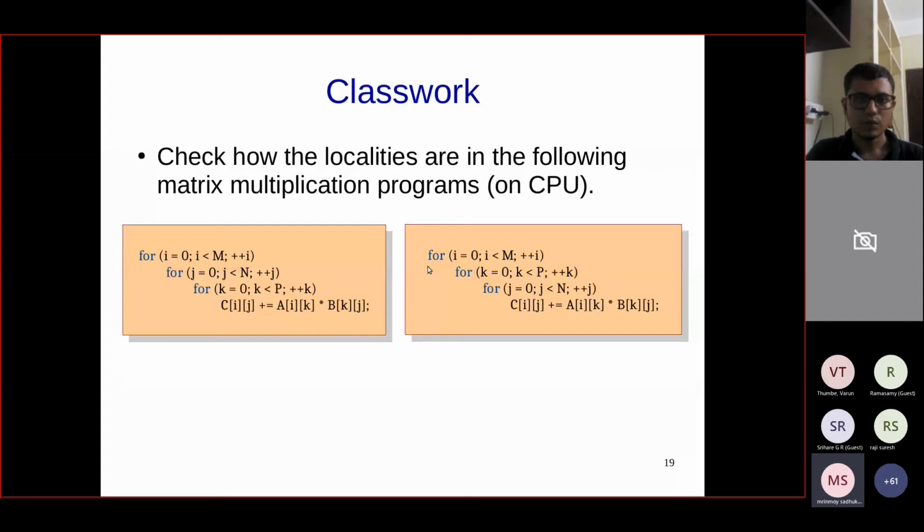I want each and every one of you to tell me which code is better, considering that we are using row major order for storing the matrices on the CPU as well as the GPU. In this case we have the CPU, so let us assume that we are using row major order for storing the matrices on the CPU. Considering that as a fact, which of these code snippets is better, or which one will give better performance? I'll pause here for some time and let you think about this.